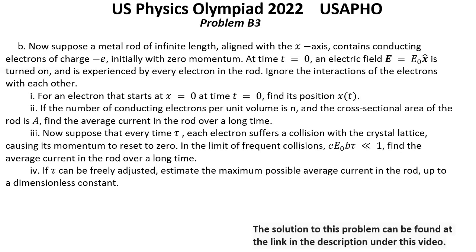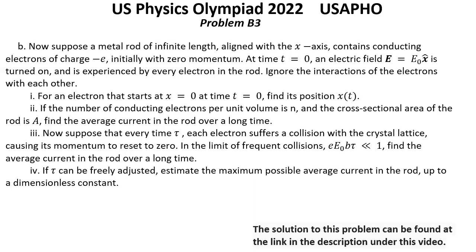Question B. Now suppose a metal rod of infinite length aligned with the x-axis contains conducting electrons of charge negative e, initially with zero momentum. At time t equals 0, an electric field E equals E0 multiplied by unit vector x is turned on and is experienced by every electron in the rod. Ignore the interaction of the electrons with each other.